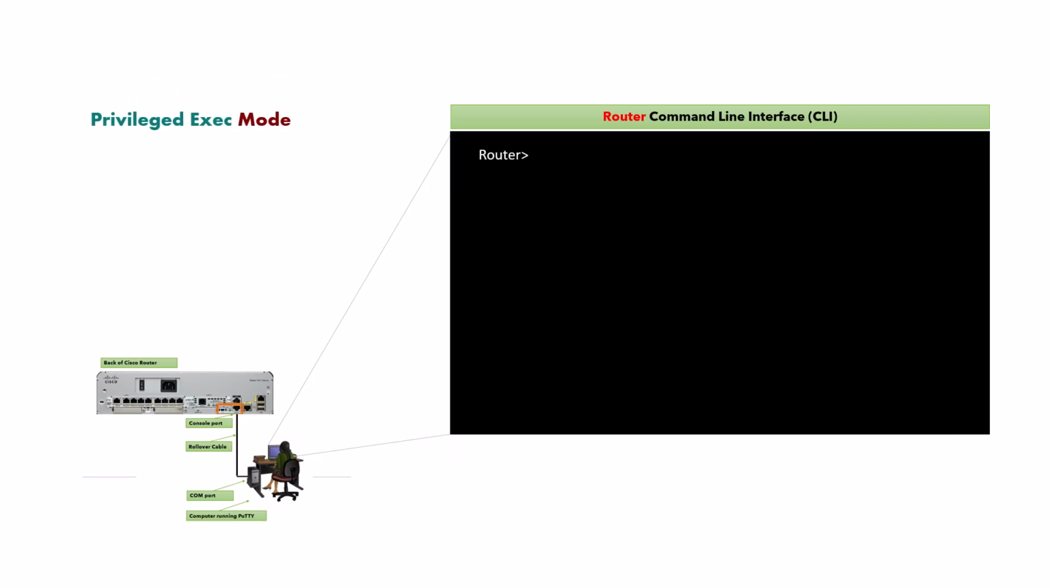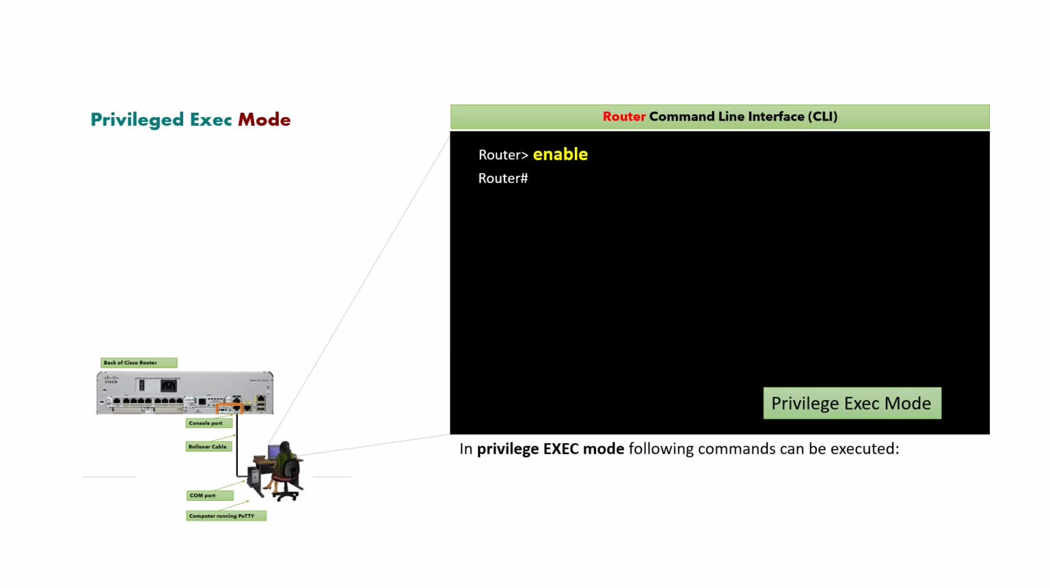After accessing user mode of the router, type enable and press enter to access privilege mode. Privilege mode has the following prompt, Router#. You can type question mark, press enter at privilege mode to observe all the commands that are available at this mode. Some of the most commonly used commands are configure terminal to access global configuration mode of the router.